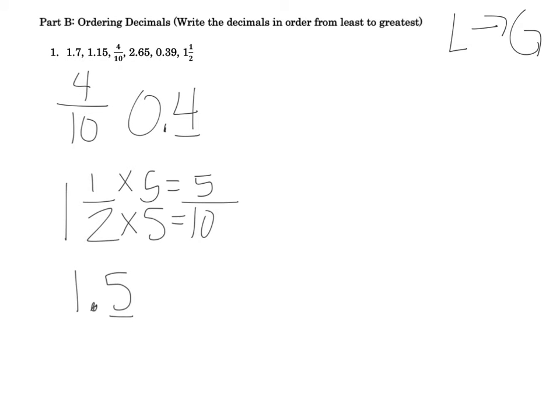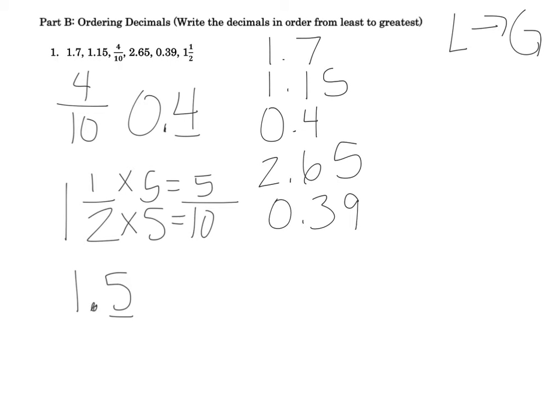Now that all of our numbers are decimals, I'm going to go ahead and line these up vertically so that it's easier for me to compare them. So I have 1 and 7/10, 1 and 15 hundredths, 4/10 we converted to a decimal, 2 and 65 hundredths, 39 hundredths. And 1 and 1/2 we converted to 1 and 5/10. So all of my decimals are lined up. I have a number in the ones place, I have numbers in the tenths place, and a few of my decimals don't have numbers in the hundredths place, so I'm going to add a 0 so that everything looks nice and I can compare them very easily.